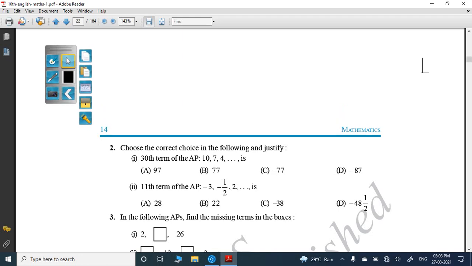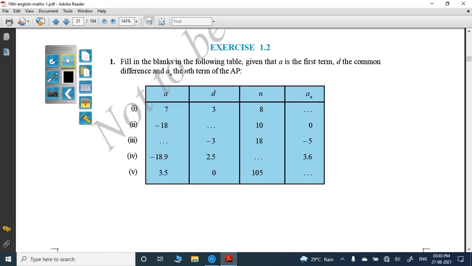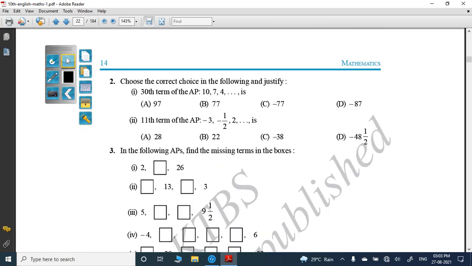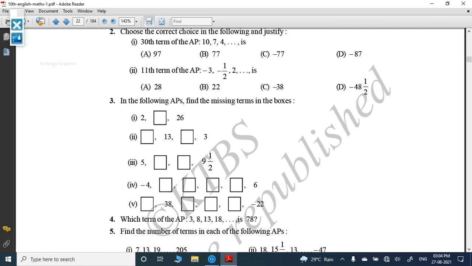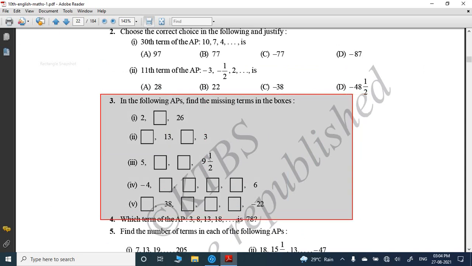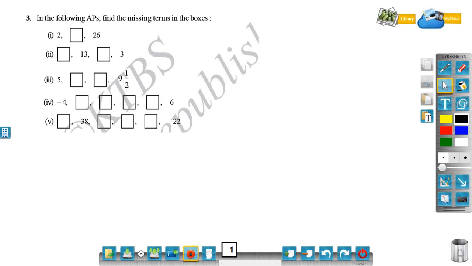Dear students, now let us solve exercise 1.2 of arithmetic progressions lesson, and we are going to solve third main now. Look at this question. In the following APs, find the missing terms in the boxes. Here we have 5 problems. I will solve some problems, remaining you can solve by yourself. I will take first one.